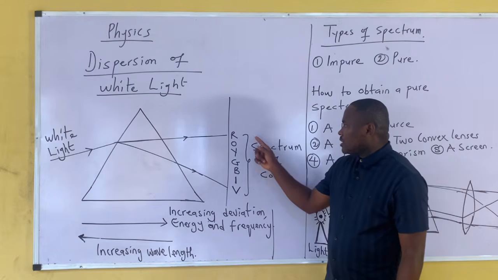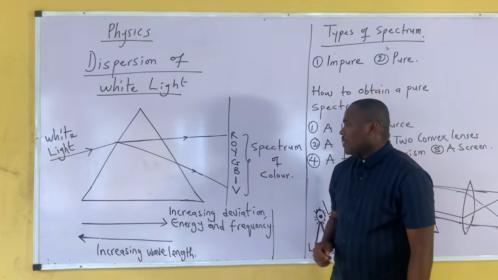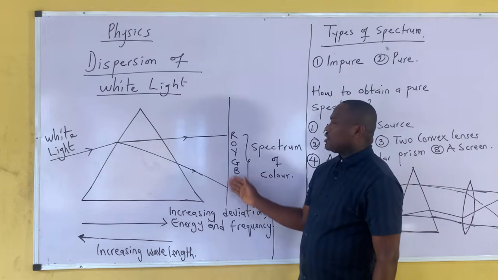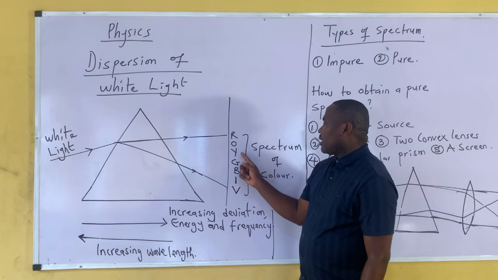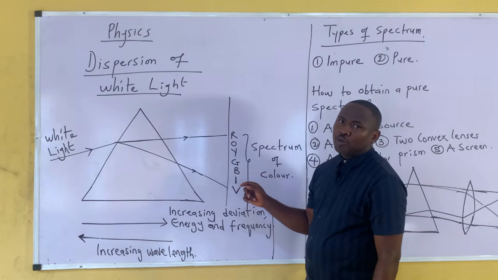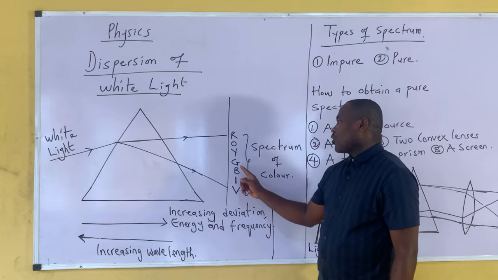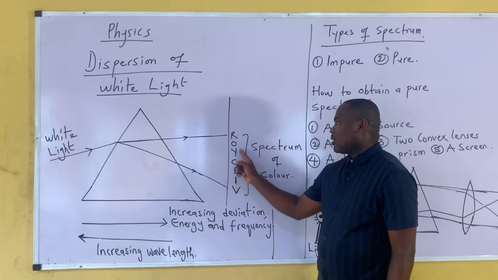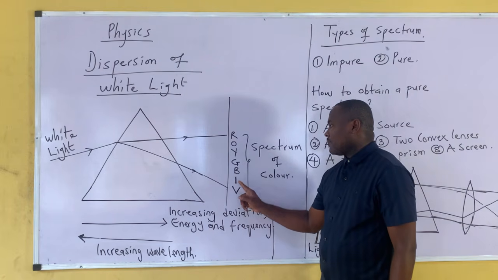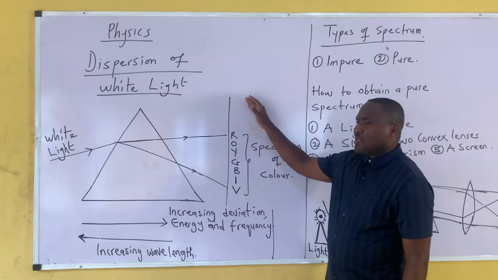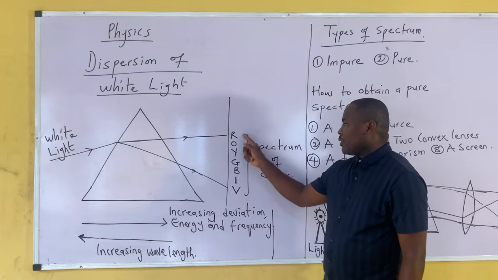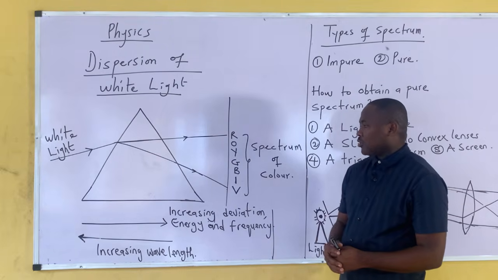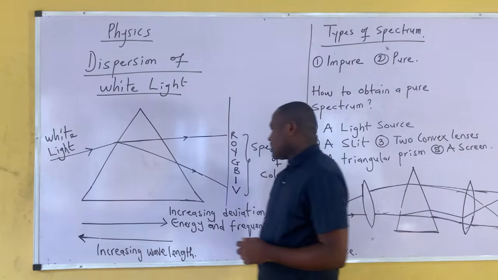And so this spectrum of color has something very important. Why is it arranged like this? We can have an acronym to remember this. ROY, go, but invite Victor. That is a good acronym to remember the order of arrangement of this spectrum of colors. Now, look at this, very important.